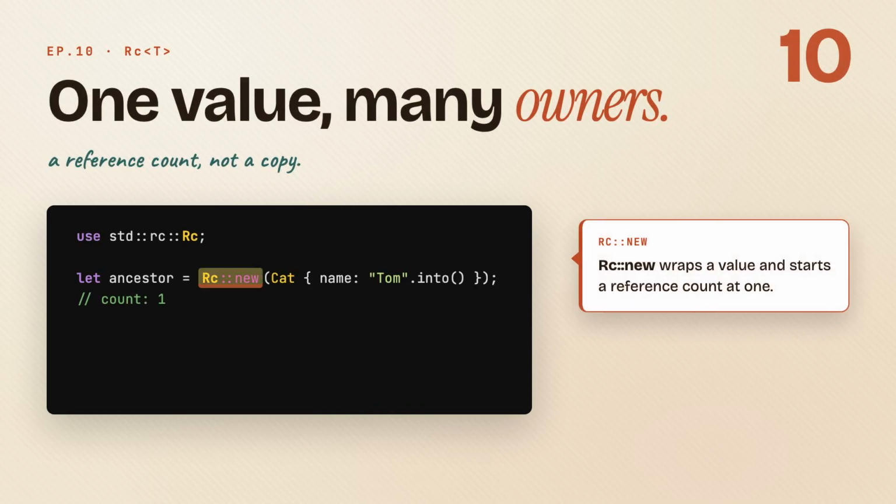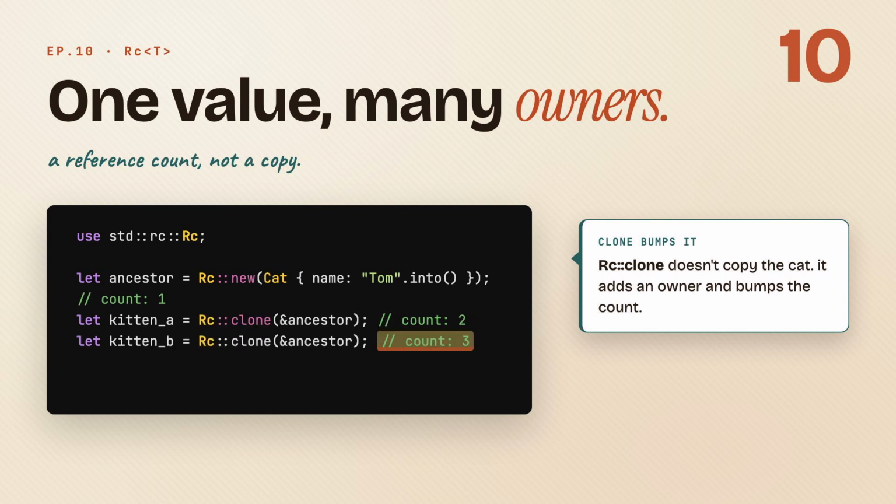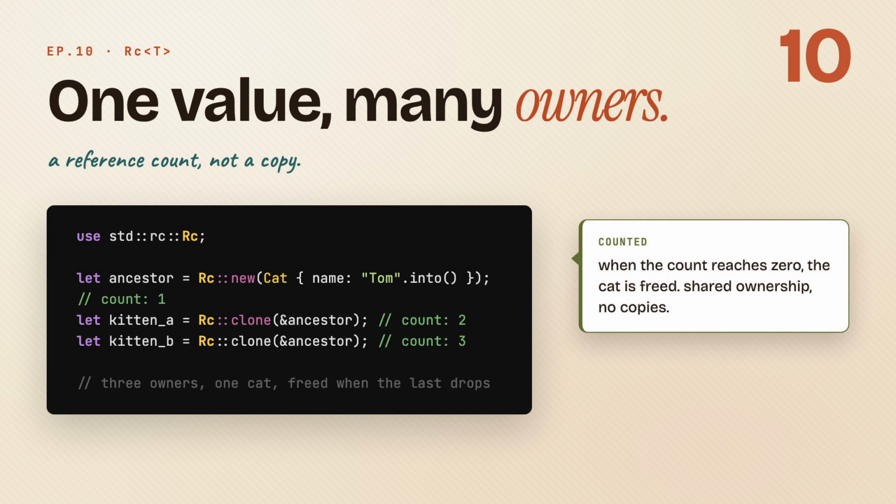Rc wraps a value and starts a reference count. Right now, one owner holds this ancestor. Rc::clone does not copy the cat. It hands out another owner and bumps the count to 2 and then 3. When the last owner goes away and the count hits 0, the cat is freed. Shared, and there are no copies.